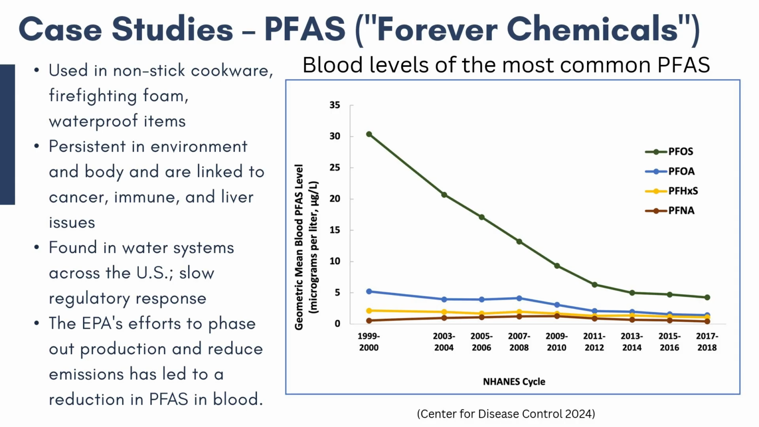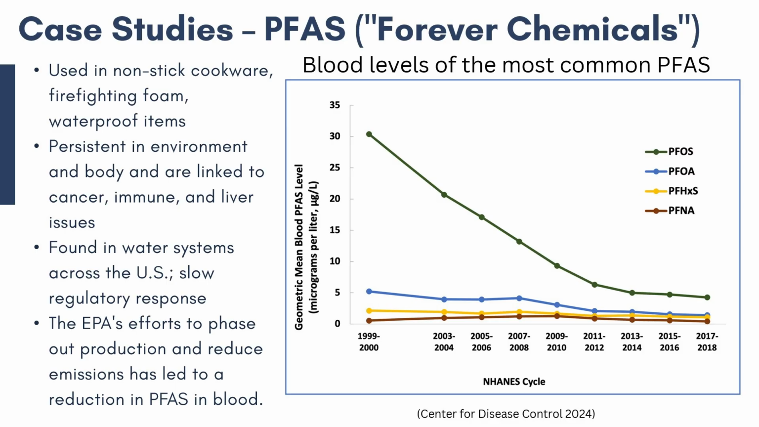PFAS are kind of a hot topic right now. These are also known as forever chemicals, and they were used in nonstick cookware, firefighting foam, and waterproofing. They persist in the environment and in our bodies. Population biomonitoring has shown widespread detection in the blood, and health concerns include cancer, immune, and liver effects.